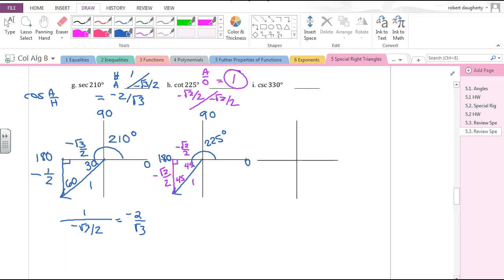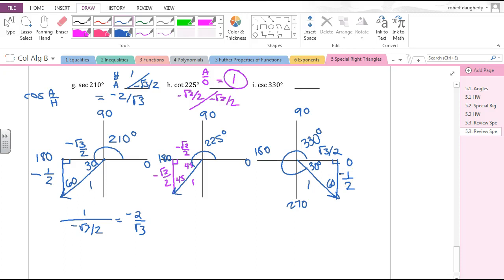The cosecant of 330. First thing you have to do, draw that angle. So 330 is in this direction. So if that is a 330 degree angle, how much further would I have to go to get to be 360? I would have to go 30 degrees further. That makes this a 30-60 degree triangle. If this side is 1, opposite 30 is 1/2. Opposite the 60 is square root of 3 over 2. And this is a positive x direction and a negative y direction.